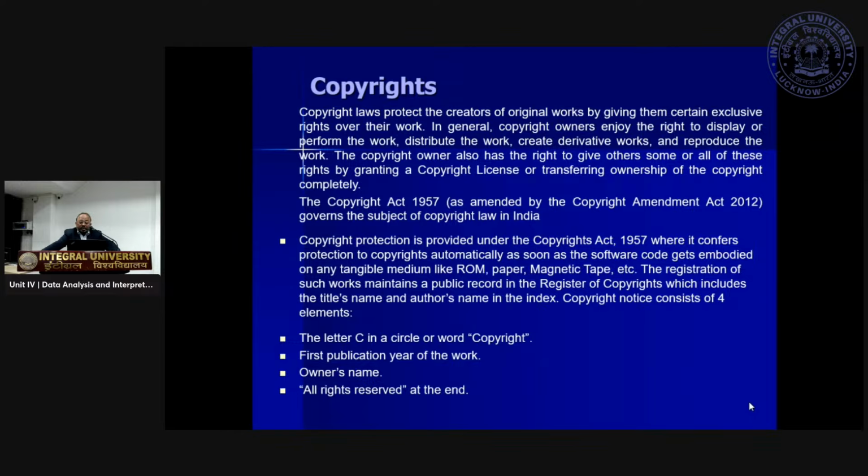A copyright notice consists of four elements. The letter C in a circle, as I told you, and the word copyright. The first publication year of the work, which has to be right. If you have edited your work in another edition, then the year and date of the edition come in. You must have seen in books: first edition, second edition, third edition, and the same copyright is there, but the year and date have changed. The owner's name will be the same. If you want to include some authors in the edited book, you have to take permission from the original author. All rights reserved at the end.